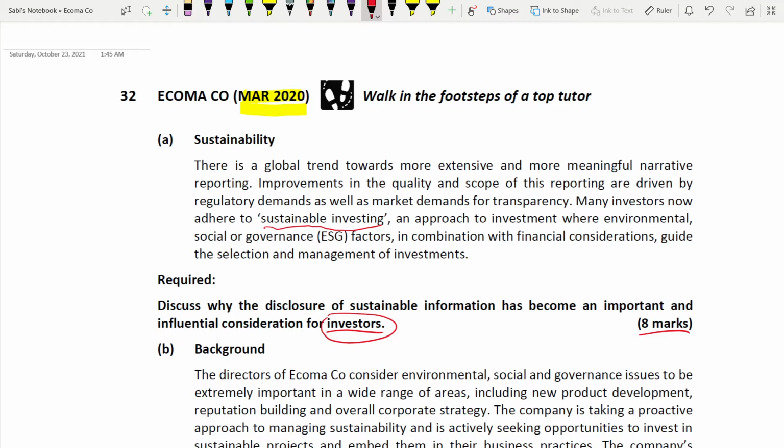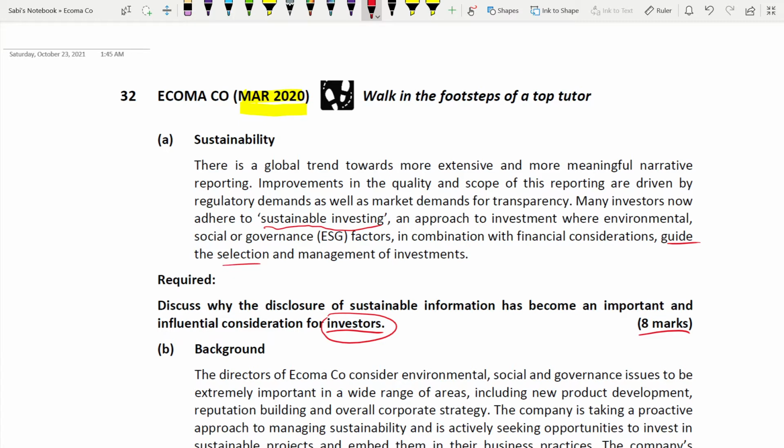Okay. So now many investors are adhering to sustainable investing. That means they will only invest if a company is sustainable. In simple terms, this is the meaning: an approach to investment where environmental, social, or governance factors, along with financial considerations, are taken into account as a guide in the selection and management of investments.